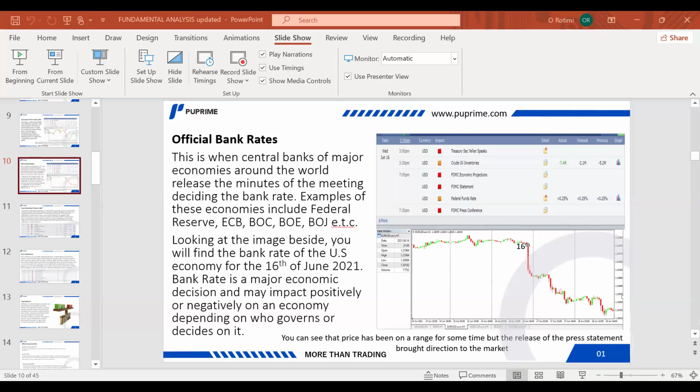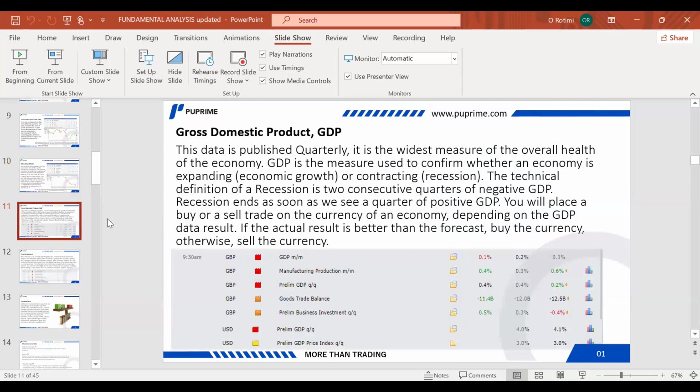So we're talking about official bank rates, and we say that this is when central banks of major economies around the world release the minutes of the meeting deciding the bank rate. Examples of these economies include the Federal Reserve in the United States, the ECB, that's the European Central Bank, the BOC, that is Bank of Canada, the BOE, the Bank of England, and the BOJ, the Bank of Japan.